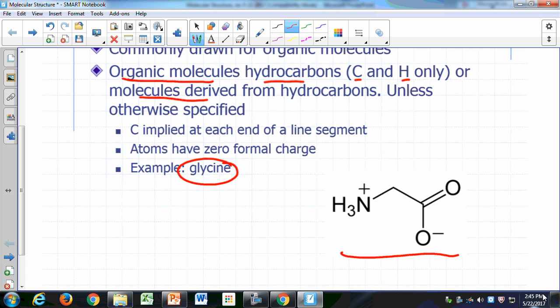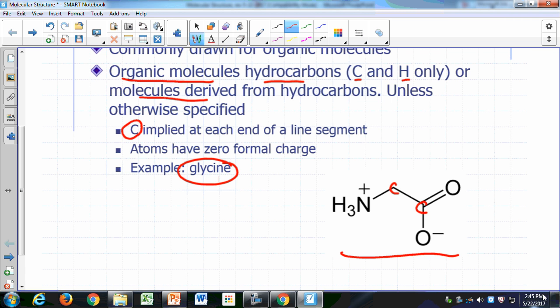When you see a structure like this, the following are implied. There's a carbon implied at the end of a line segment. So here's a line segment right here. There's a carbon at that end of that line segment, unless otherwise specified. On this end right here, you have a nitrogen. Here, there's no atom specified, so that atom is implied to be a carbon. And this atom right here, it's not specified what atom is there, so it is implied to be a carbon atom. The number of hydrogens are also implied.